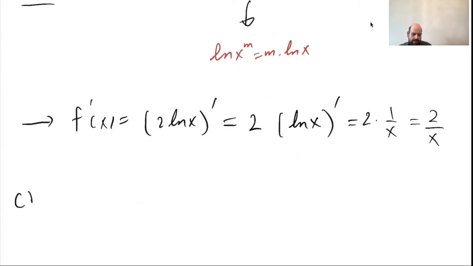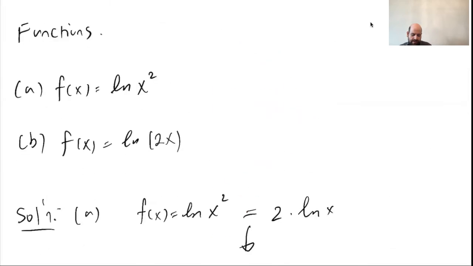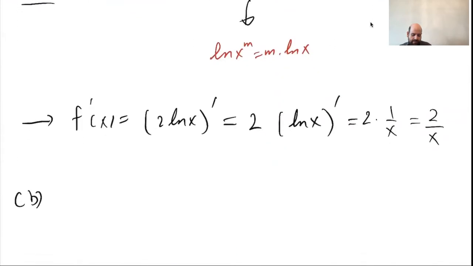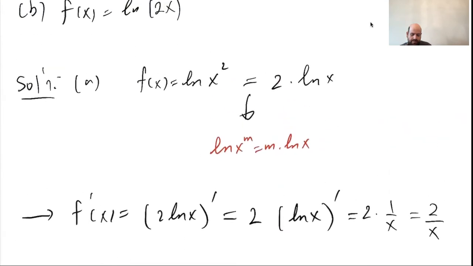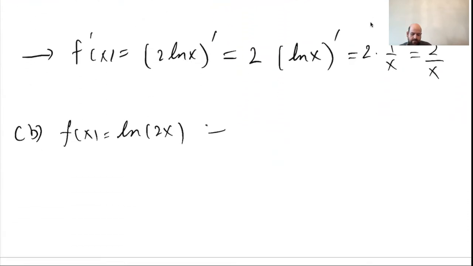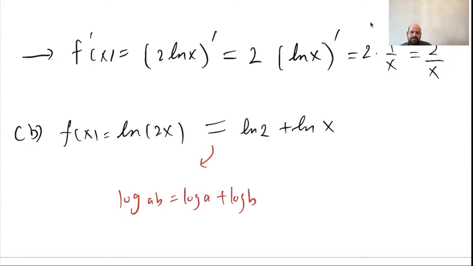For part B, f of x is equal to ln 2x. Now again, we can use the log properties. We know that log AB is equal to log A plus log B. So this one I can write as ln 2 plus ln x.